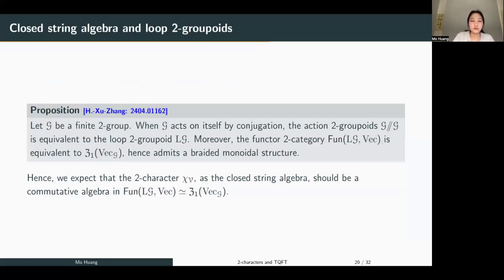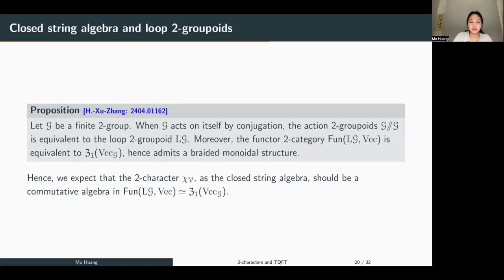Okay, here comes our proposition. Let G be a finite 2-group, where G acts on itself by conjugation. The action 2-groupoid is equivalent to the loop 2-groupoid LG. Moreover, the functor 2-category from LG to 2Vec is equivalent to the Drinfeld center of 2Vec_G. Hence, it admits a braided monoidal structure.